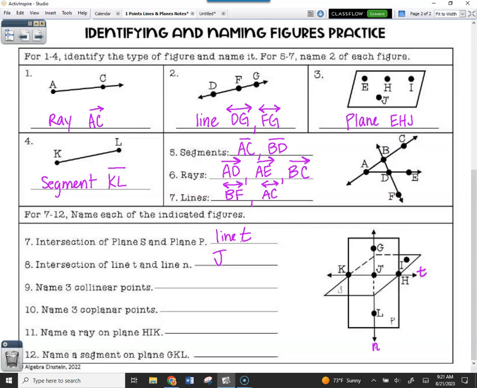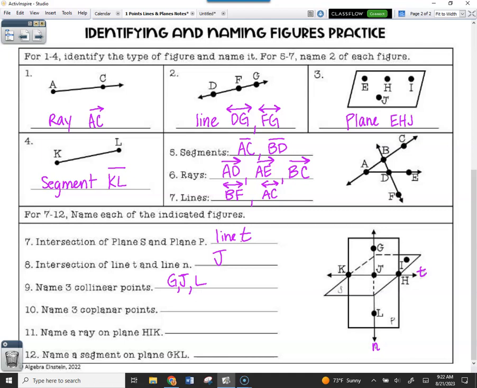Name 3 collinear points. Collinear means what? Points on the same line. So find a line, then name 3 points on it. GJL, very good. Is that the only answer? Nope. You could also say KJ, careful here, H, right? I is referring to that point over there.